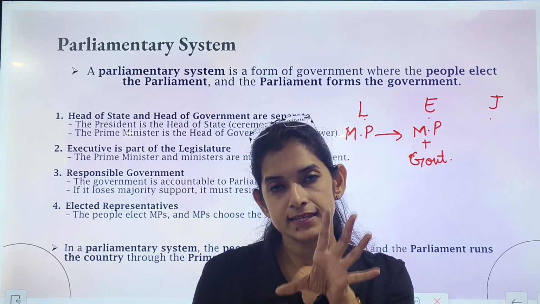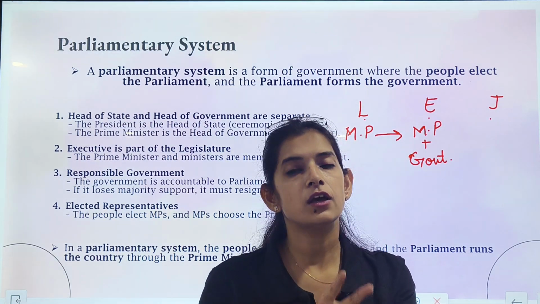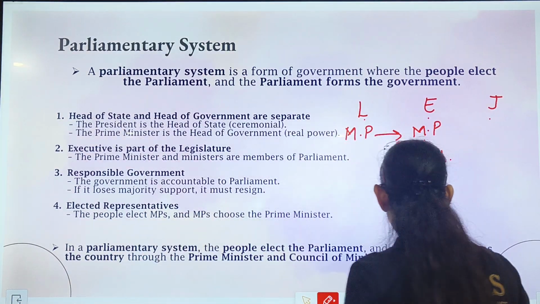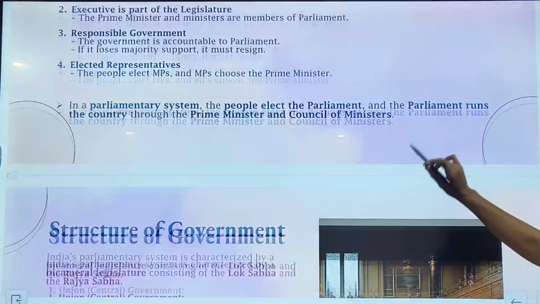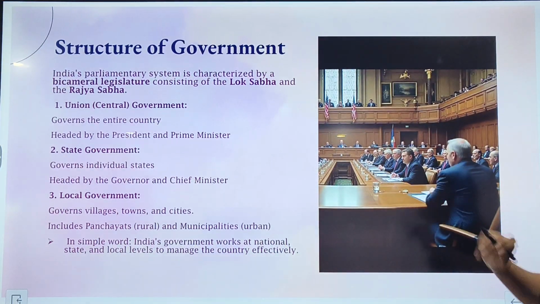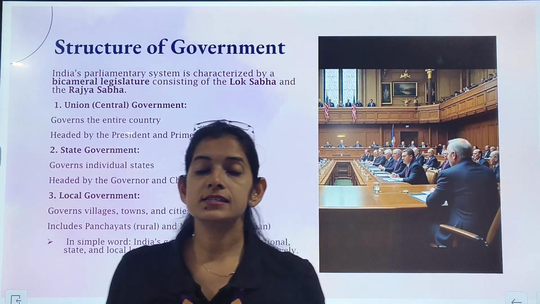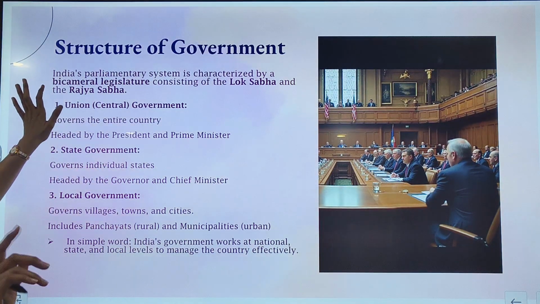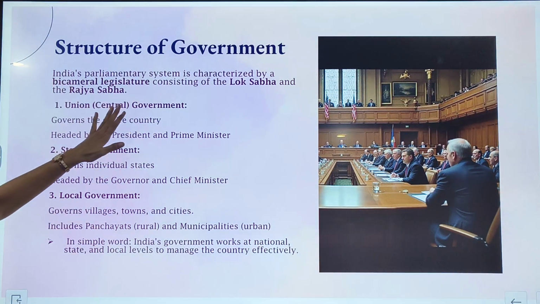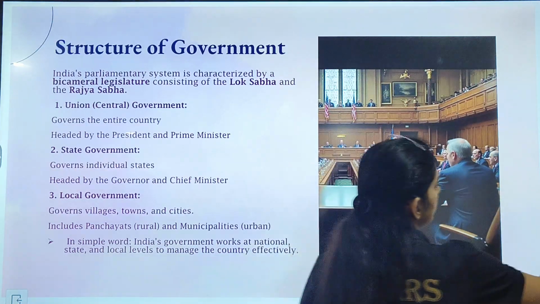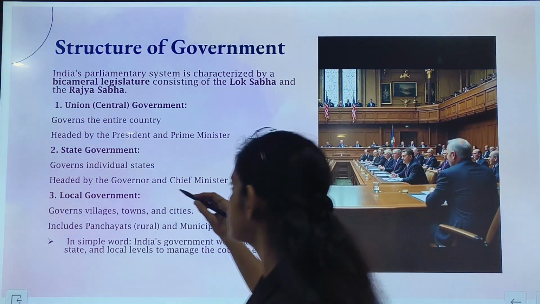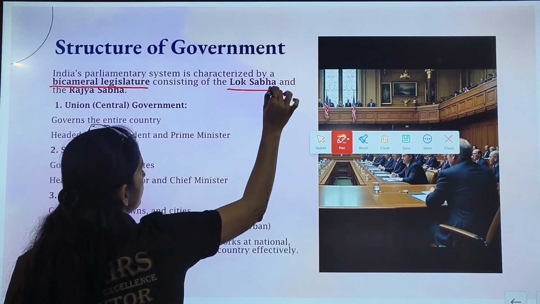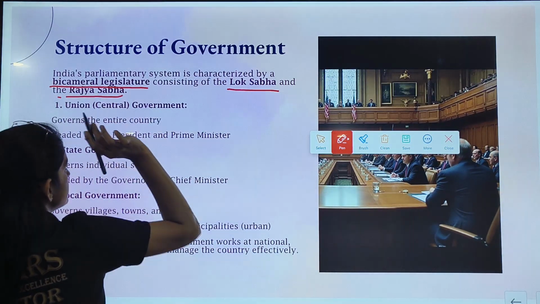And who all will be sitting in that parliament? Council of Ministers along with the Prime Minister. Understood? I hope the topics are getting clear, my dear. Now, what is the structure of government? Firstly, it is a parliamentary structure divided into two parts, that is Lok Sabha and Rajya Sabha. I have already told you. It is a bicameral legislature, divided into Lok Sabha and Rajya Sabha.